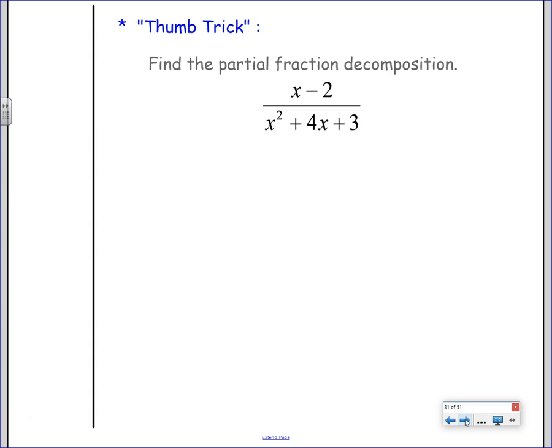When the numerator has a higher degree or a bigger power than the denominator. Do I need to divide? No. Top doesn't win. Bottom does. Okay, so no division. So then what do I do? I factor. 3 and 1. Yep. X plus 3, x plus 1. Good job, Don. So how many partial fractions do I make?